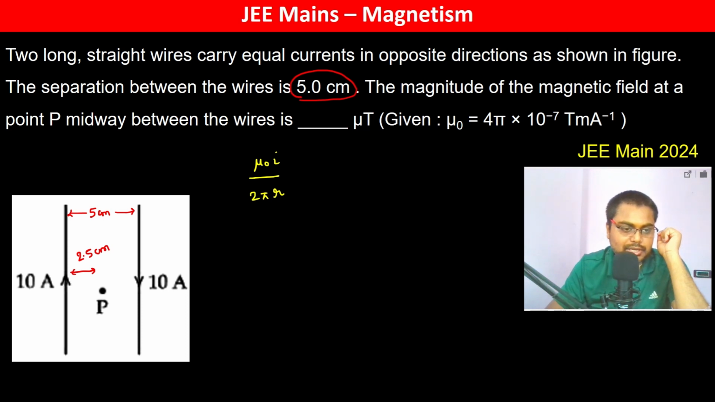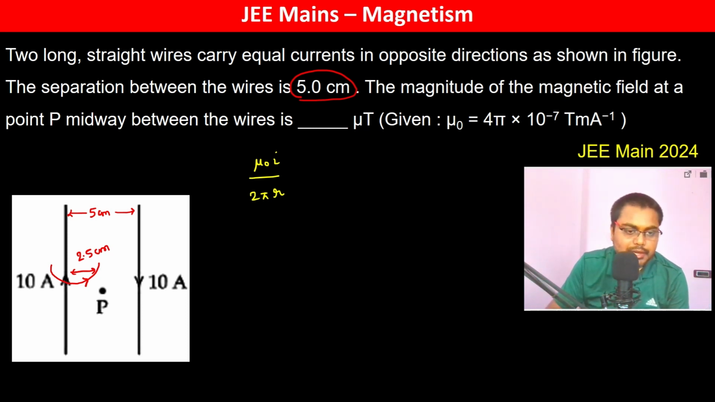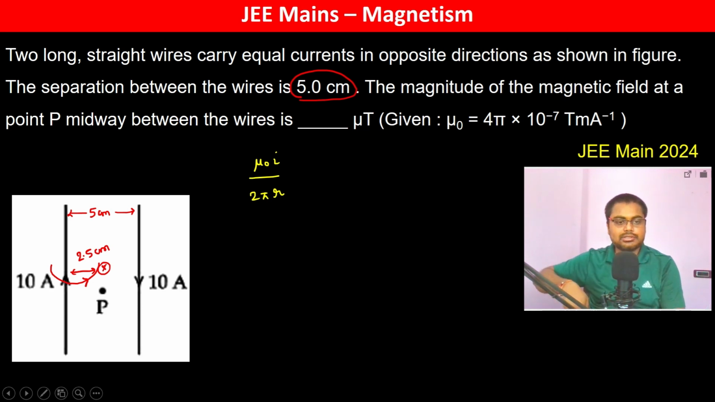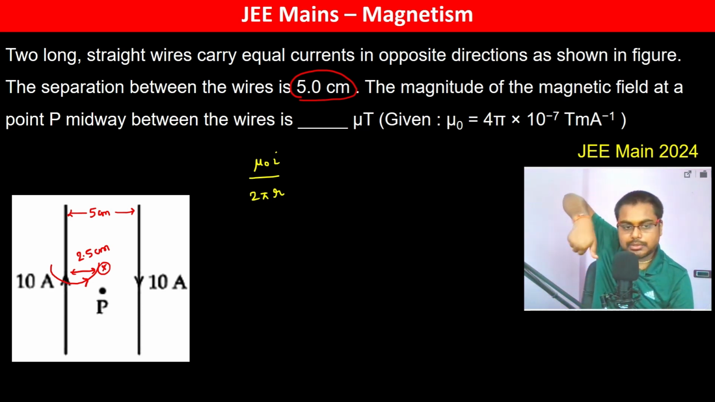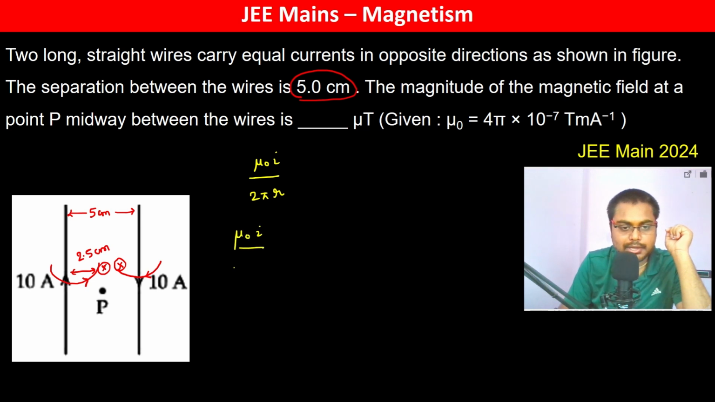So now for this 10 ampere, it's going to be like this. Therefore it's going to be downwards, and for this right 10 ampere, it's going to be like this. So again, it's going to be down only. So the magnetic field is downwards due to both the wires. Therefore mu naught I by 2 pi into 2.5 centimeter due to both the wires is going to be the magnetic field at P.